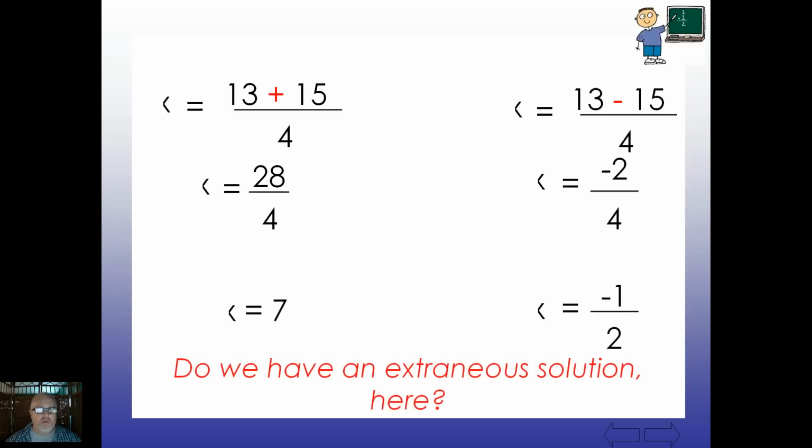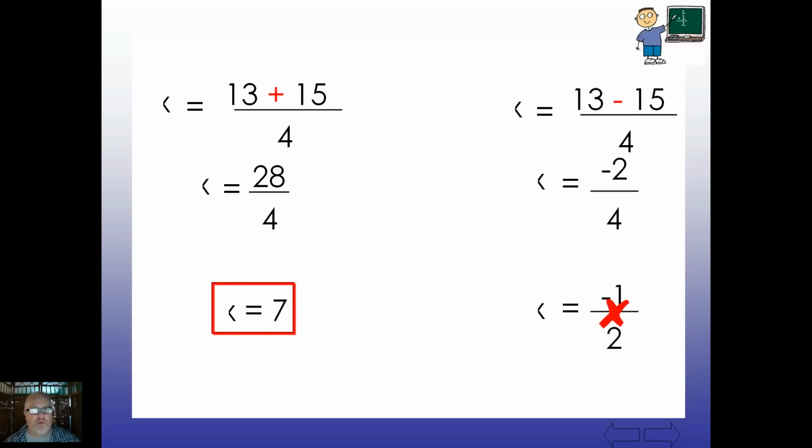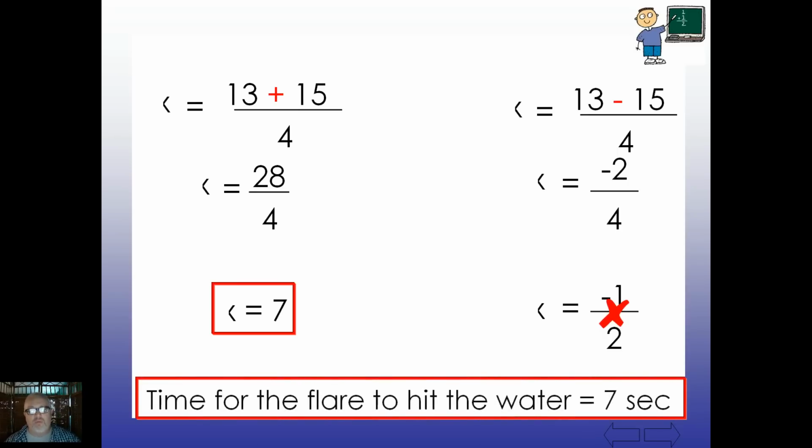Now again, we're asking about time now. Time the flare is in the air before it hits the water. Is it possible to have a negative time? Well, the answer here is no. So we're going to call that an extraneous solution. And so how long is the flare in the air before it hits the water? 7 seconds. All right, so hopefully you got all the way through that, and we both have the same answer, yes?